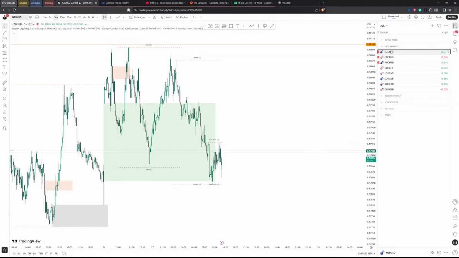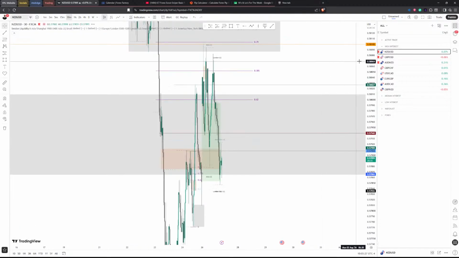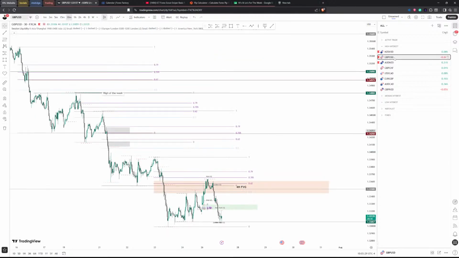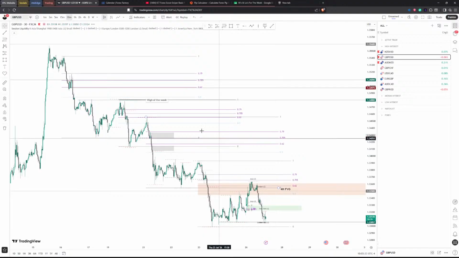Cool. So that's EU done. I'm going to have that bias for the whole week. So in theory, you could actually hold this for the whole week. I'm not personally going to do that. That's not the style of trading I'm in.